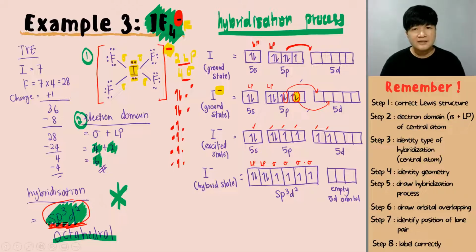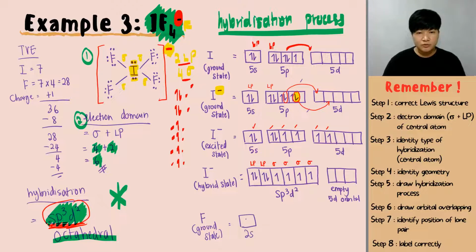Simple. Easy. Okay, very easy. And of course, the hybridization process will end with your fluorine terminal atom ground state. So the ground state of the fluorine, we have repeated so many times, is located in your 2s2 and also 2p5. And that is our hybridization process of your IF4 minus.